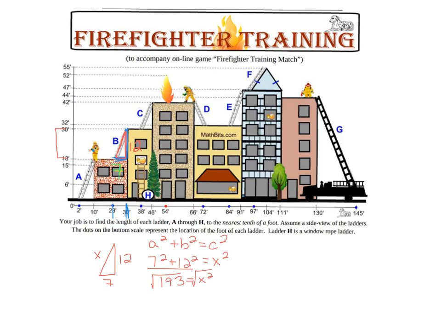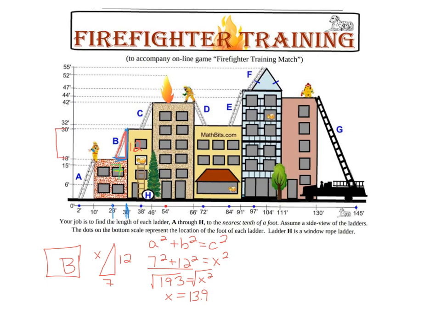And then I take a square root of both sides. And that ends up equaling 13.9. So this is ladder B. I'm going to set up another one that might seem a little tricky. I'll talk about a couple more and then you should be good to go.